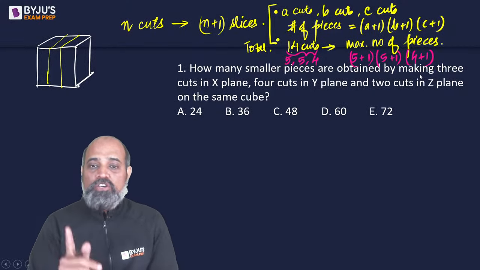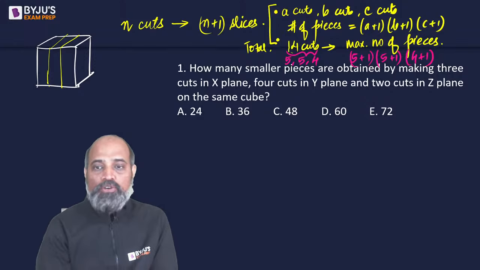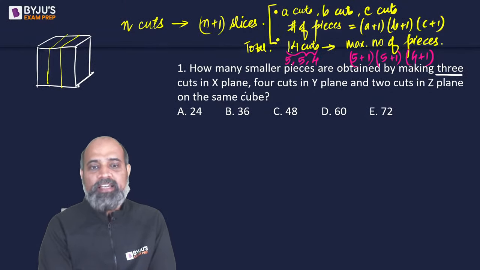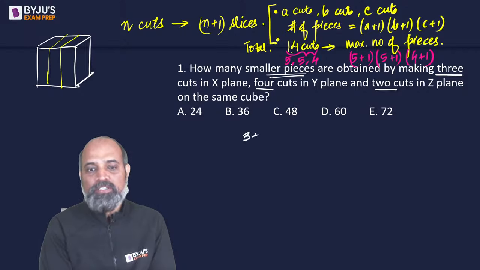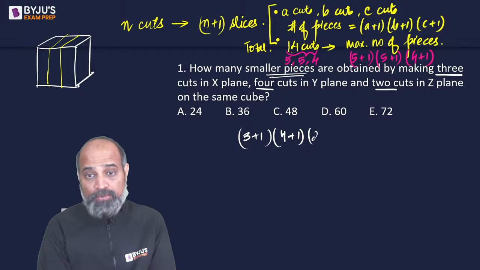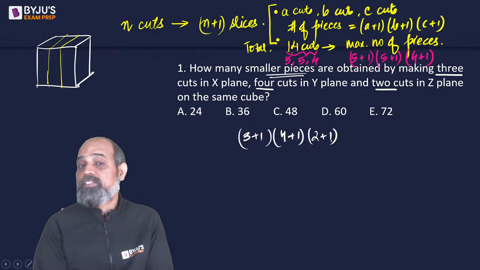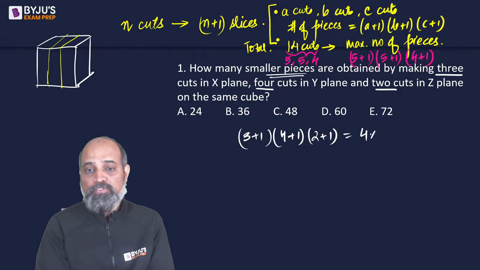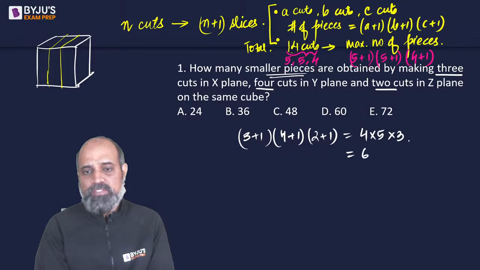Okay. So for this question, since there are 3 cuts in X plane, 4 cuts in Y plane and 2 cuts in Z plane, the total number of smaller pieces is going to be 3 plus 1 into 4 plus 1 into 2 plus 1. These are the total pieces you're going to have, which is going to be 4 into 5 into 3, which is going to give you 20 into 3, 60.